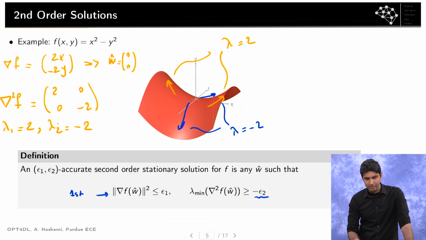Okay. So this is the definition that we're going to work with to find solutions. When we say a second order solution, this is exactly what we mean by that: a point at which the gradient is small, and also the minimum eigenvalue of the Hessian is not too negative.